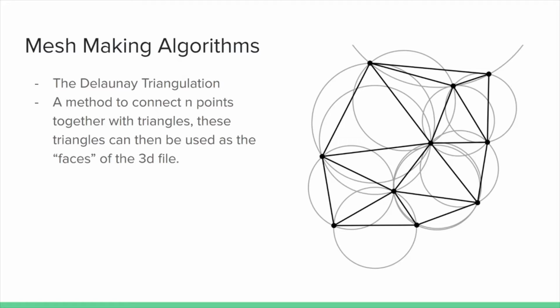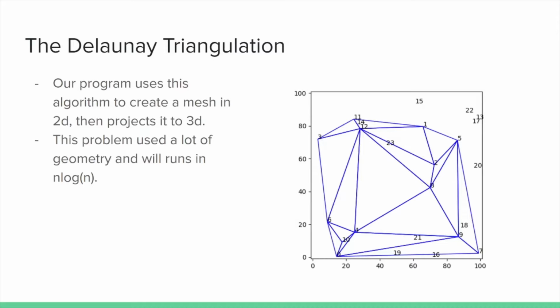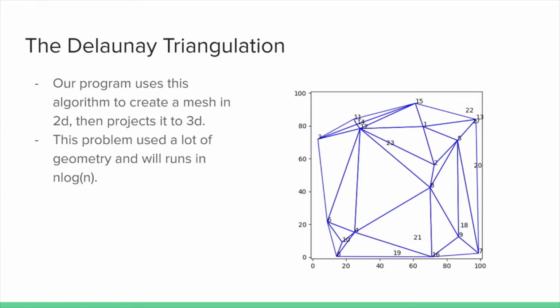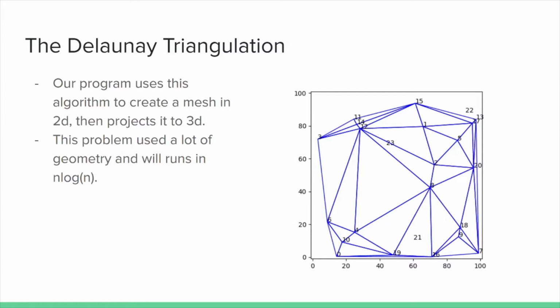To do this, we used an algorithm called the Delaunay triangulation. It is a method to connect endpoints together with triangles. And these triangles are then used to represent the faces of the 3D object. So this is a demonstration of the Delaunay triangulation.